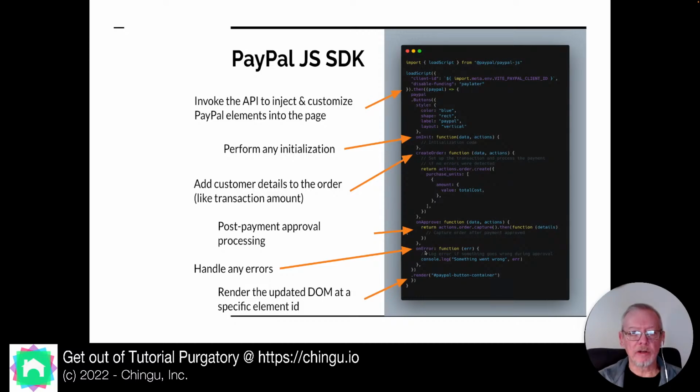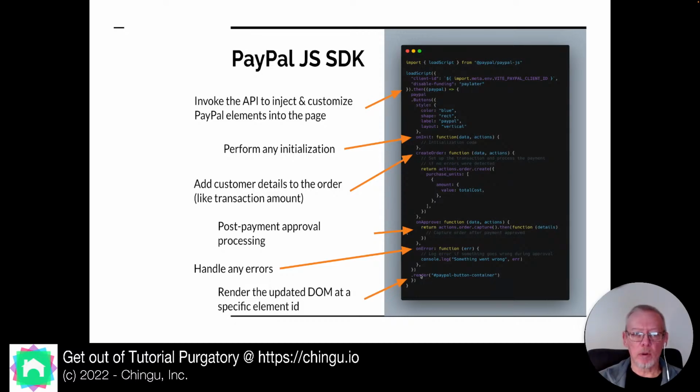And then the final entry point is onError. If at any point PayPal encounters an error or detects an error, it will invoke this function and it'll pass you information about the error. So you can diagnose what happened. You can hopefully fail gracefully or supply information to your user to allow them to retry the transaction. Hopefully you'll do something other than just issuing a console log that says something went wrong.